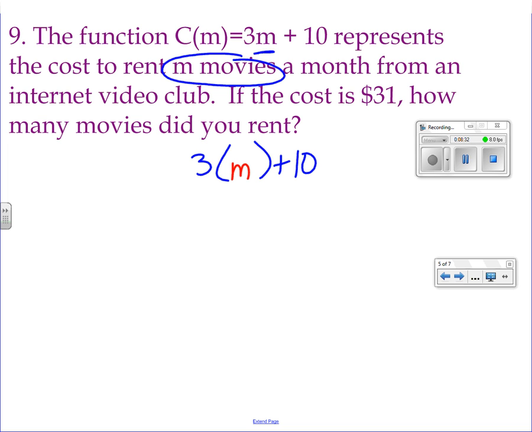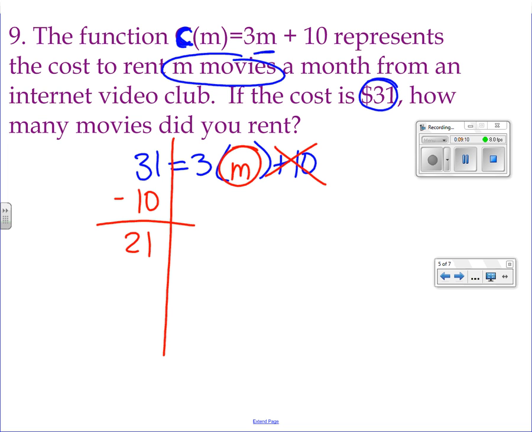So you can make it an m, you could use an x, but we don't know. What do we know? We know the cost is 31. So C stands for cost, and that's $31. So 31 goes over here. You've got to really pay attention to what they give you. So on this one, I'm going to draw my line, and I'm trying to get m by itself. So 3 and m are best friends, so you want to leave them together. You want to get rid of the plus 10. So you minus 10, gives you 21. And drop down your 3m.